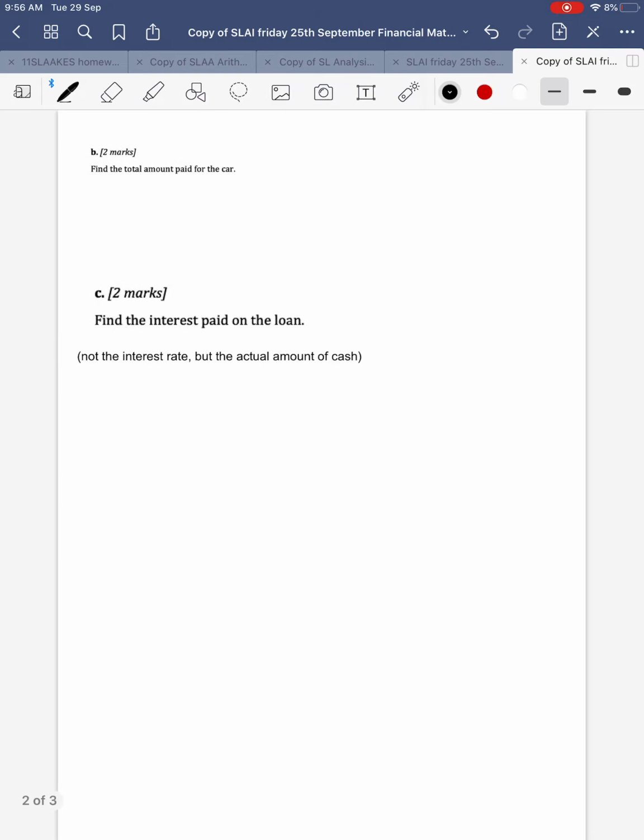Okay. Second part. Find the total amount paid for the car. Well, if we're paying 871.82 every quarter, we do it 4 times in 1 year and then 6 years. So we just go to our calculator, insert a calculation page and type in 871.82 times 4 times 6. And that is a total of 20,923.68 euros.